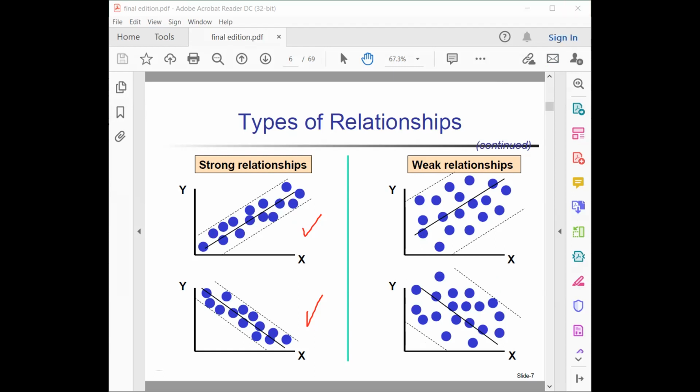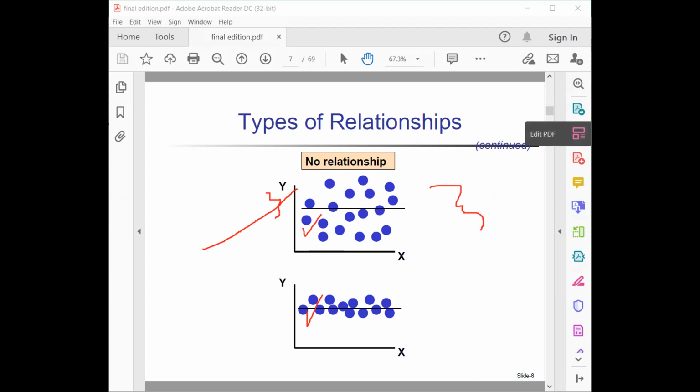You can see here that with a strong correlation the data is really tied to the line. So here the gap is not so big compared to this one. This happens in both types of correlations, either positive or negative.